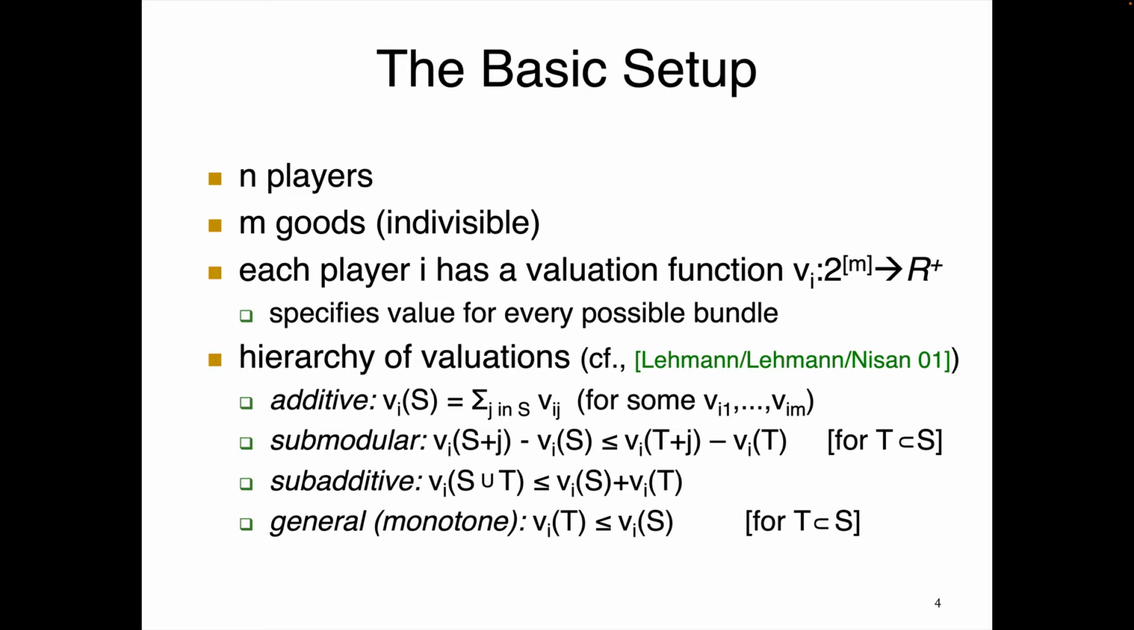Unlike these three, which you need 2 to the m numbers in general to specify, an additive valuation you can specify with only m numbers. So the assumption is you have some value for each of the items, and for a set of items, your value is just the sum of your values for the items in the set. Okay? So obviously positive results are more interesting the further you go down. Negative results are more interesting the further you go up.